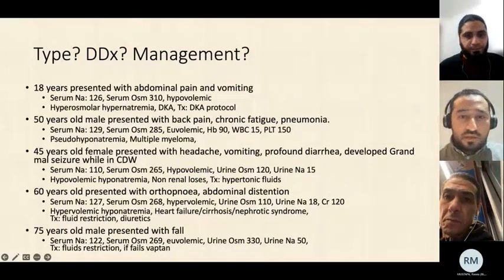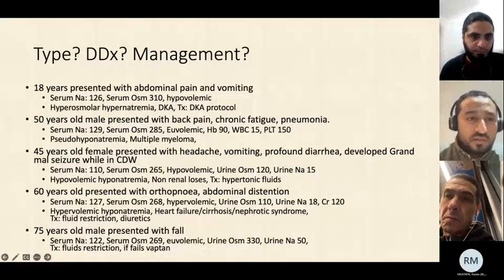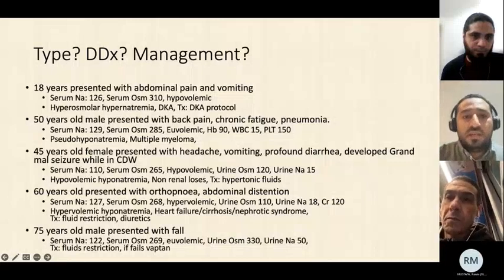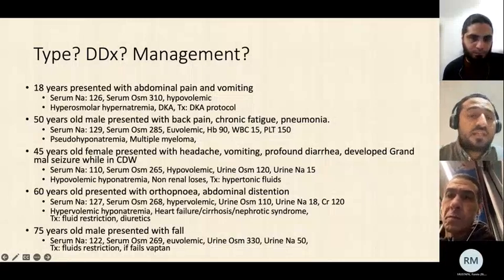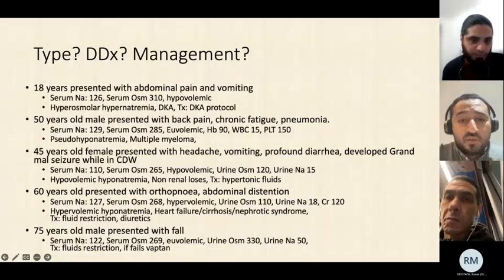Okay, so this is the solution for the cases we have discussed. The first case is going to be hyperosmolar hyponatremia and probably DKA, and the treatment is just to start the patient on DKA protocol. The next case is pseudohyponatremia and probably multiple myeloma, given the back pain and chronic fatigue.